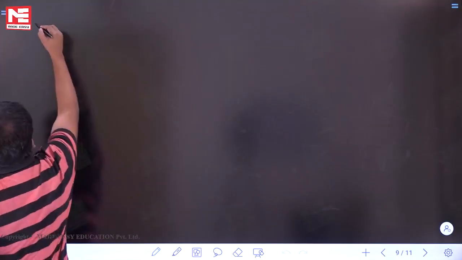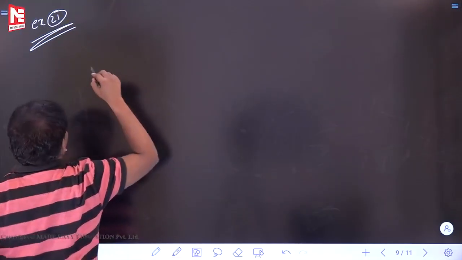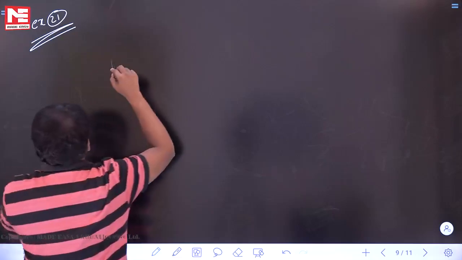Let's see the next problem. Example 21. Mostly I think whatever I said until now, almost you got. Let's see, 1 or 2 lines are pending. Main.